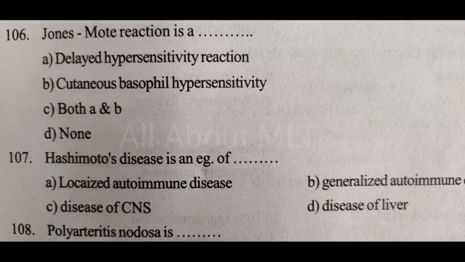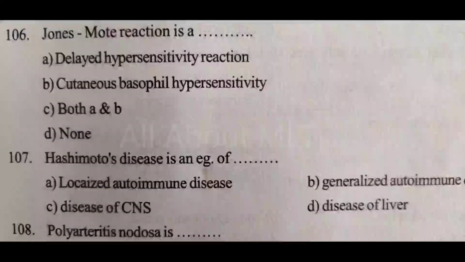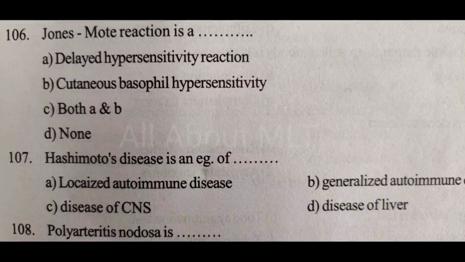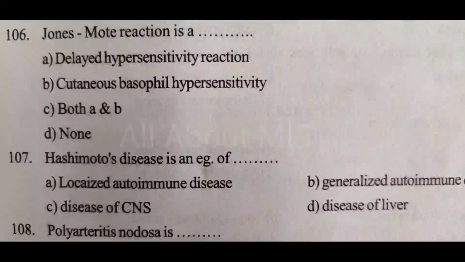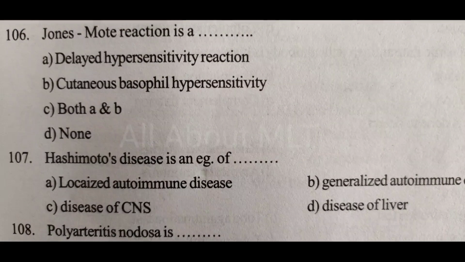Cutaneous basophil hypersensitivity. Hashimoto's disease is an example of: option A, Localized autoimmune disease; option B, Generalized autoimmune disease; option C, Disease of CNS; option D, Disease of liver. Answer is option A, Localized autoimmune disease.